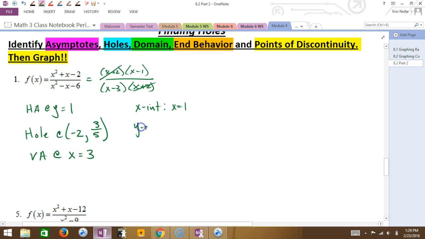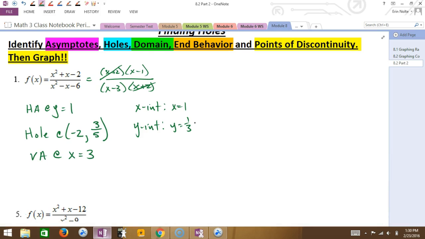What about my y-intercept? How do I find the y-intercept? Is that -1 over -3, or is it just the top? I'm plugging 0 in, and I can use my simplified version, or I can go back to the original. They both give me the same answer. I have -1 over -3, which is 1/3, or I can go here and get negative 2 over negative 6, which is also 1/3. So I have a y-intercept at 1/3. Did we get everything? Oh, end behavior.